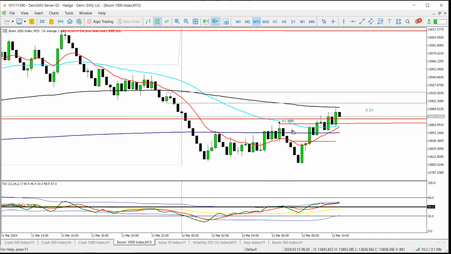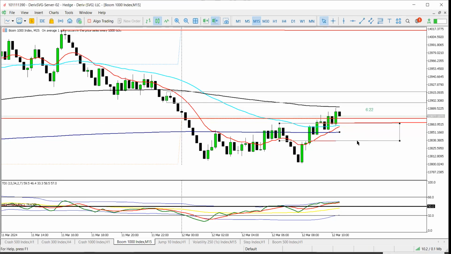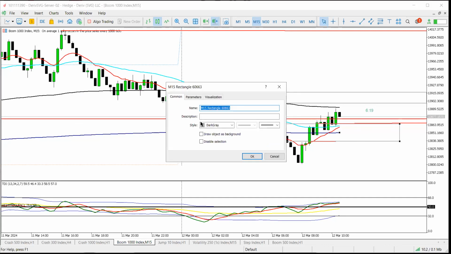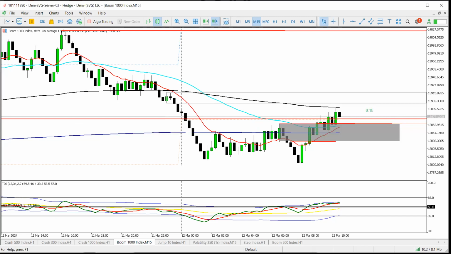Try to use this order block here. So let me shade it. This is M15, the last order block you see before the low, that area there. So if you're in a trade, you can just have your stop loss below that zone and see how it plays out. So if this zone holds, we might see price actually pushing up.